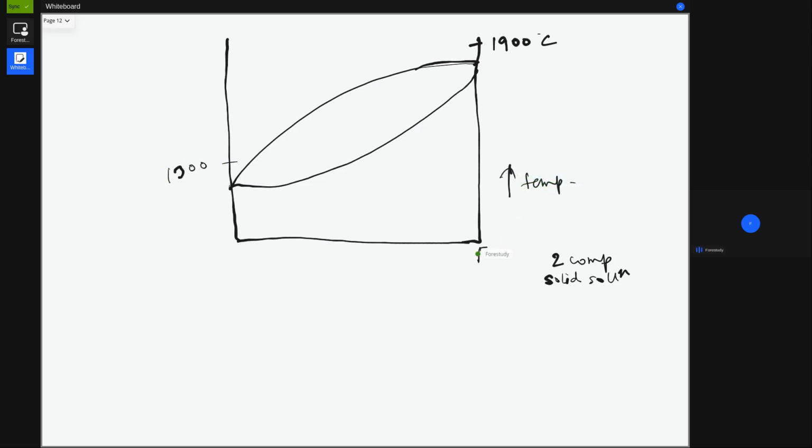Same thing that I have just drawn in 2D. This is the Fo, this is the Fa, right? This is the Forsterite, this is the Fayalite. Fine. Now what are these things?